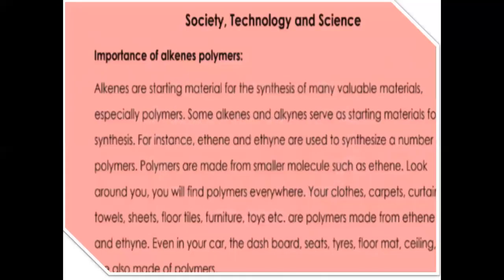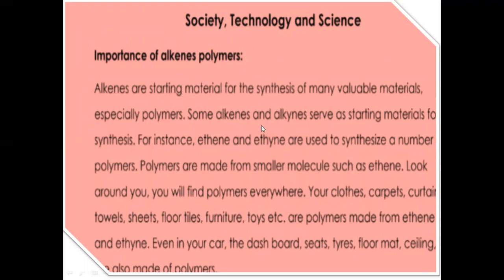Society, technology, and science. It is about the importance of alkenes and polymers. You know that smaller units combine together to form larger molecules, which are called polymers, and the phenomenon is called polymerization. Alkenes also combine together, as I told you in the case of polyvinyl chloride, where vinyl groups or alkene groups combine together and form polyvinyl chloride, and that polyvinyl chloride is used as a polymer in making different substances. So alkenes are starting material for the synthesis of many valuable materials, especially polymers.